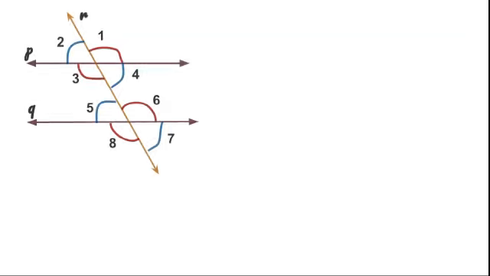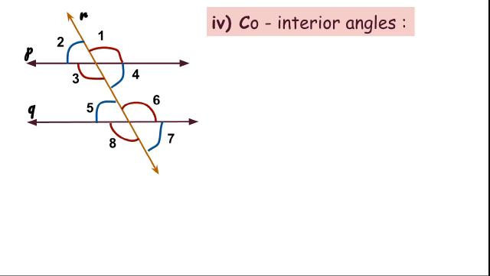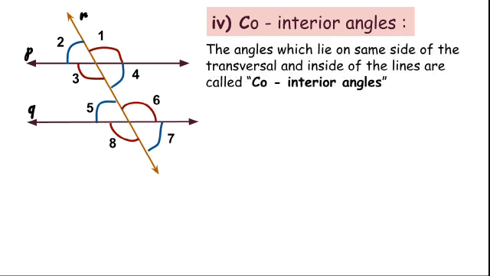And one more pair of angles is co-interior angles. Co-interior angles means which lie on the same side of transversal and inside of the lines are called as co-interior angles. They must lie on the same side of the transversal. So in this figure, 3, 4, 5, 6 lie interior of the two lines. That means they are between the two lines, whereas angle 4 and angle 6 are on same side of the transversal, and angle 3 and angle 5 are also on the same side of the transversal. So therefore angle 4 and angle 6, angle 3 and angle 5 are called as co-interior angles.